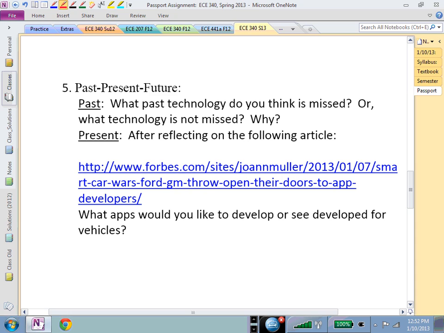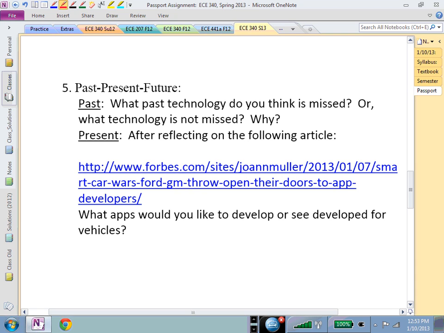That's the present question. So after you read this article, talk about, in a sentence or two, what app you would like to develop or see developed for vehicles. In the past category, just answer one of those questions. Which technology is not missed, or which technology is missed? You don't have to do both. That was in the past.